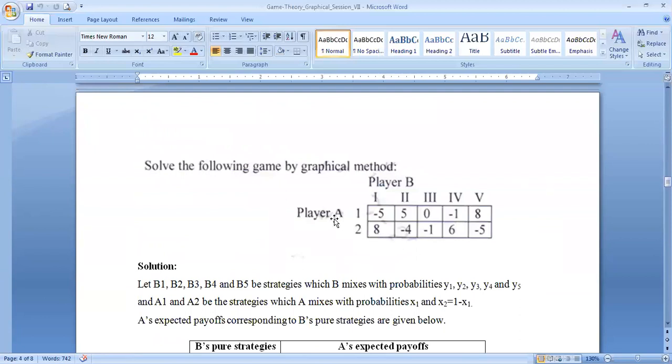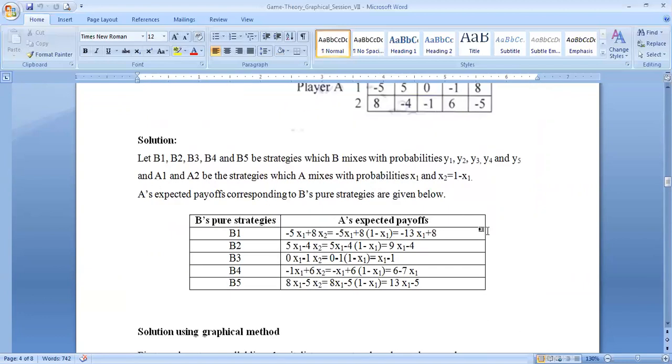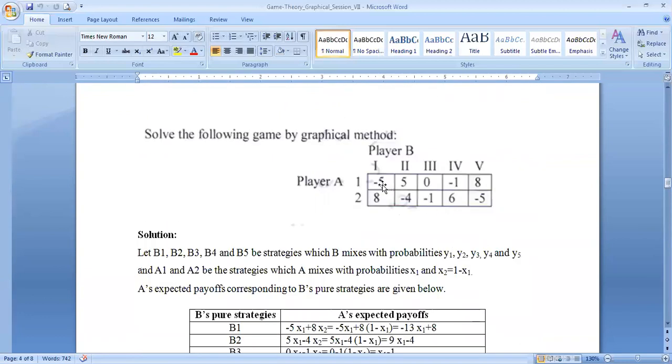Here player A has two strategies and player B has five strategies. And as usual, since player A has two strategies, his expected gain is considered, with player B playing a single strategy.